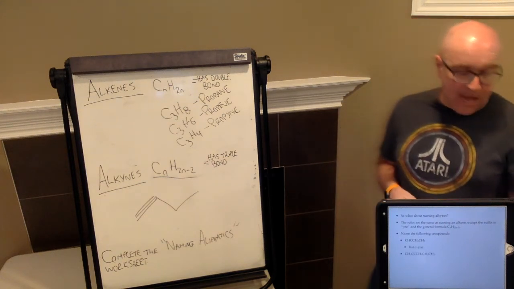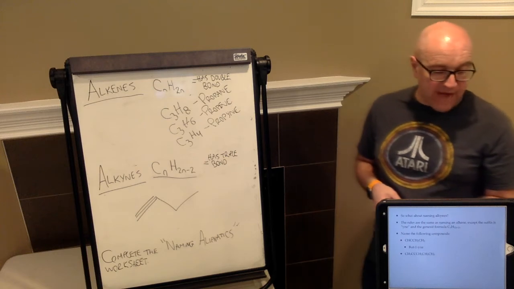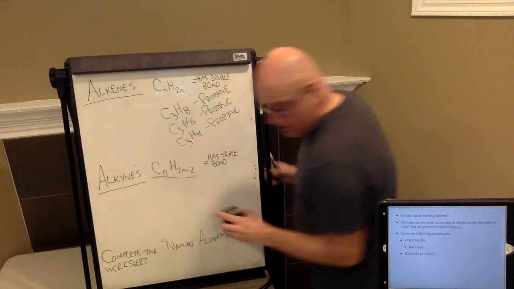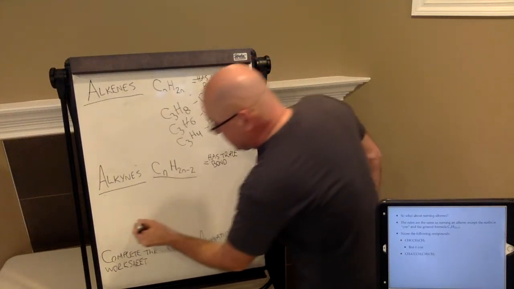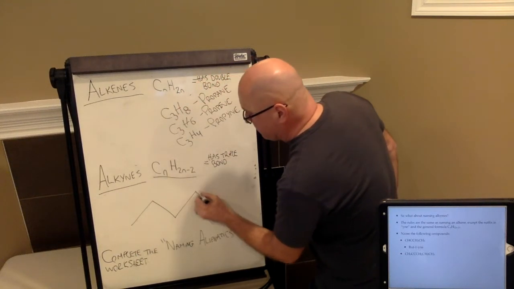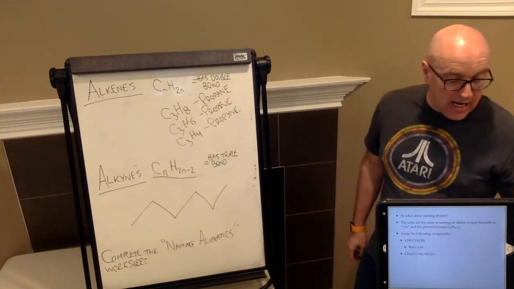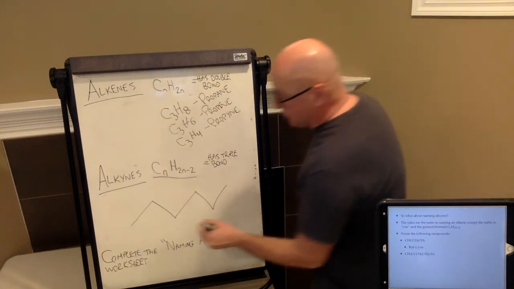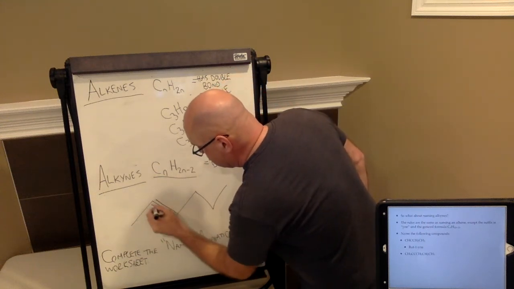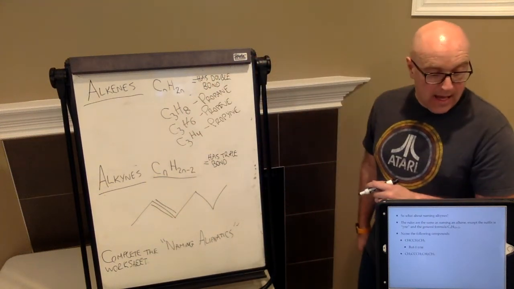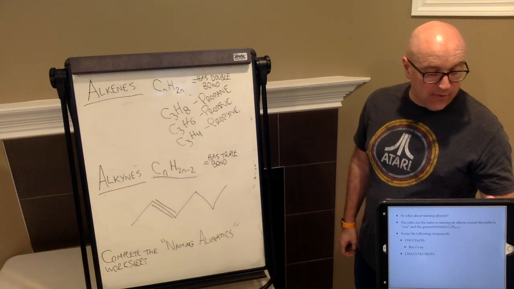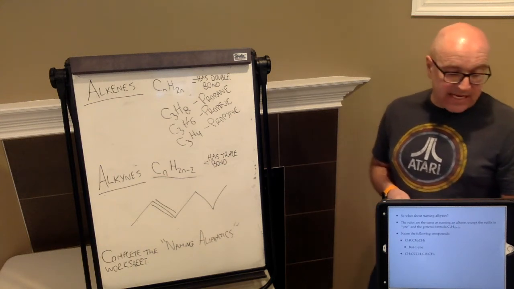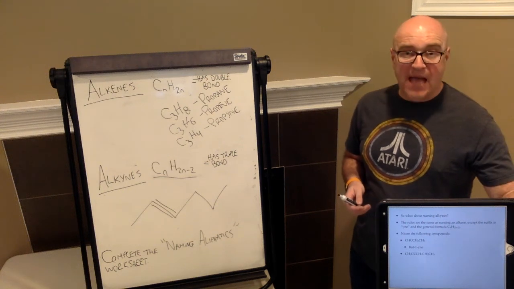Next one down is going to be a 6-carbon main chain. So I can draw my 6 carbons in: 1, 2, 3, 4, 5, 6. I've got a triple bond, it looks like, between carbons 2 and 3. So this is going to be hexyne, but I have to indicate the position of the triple bond. It's going to be hex-2-yne.